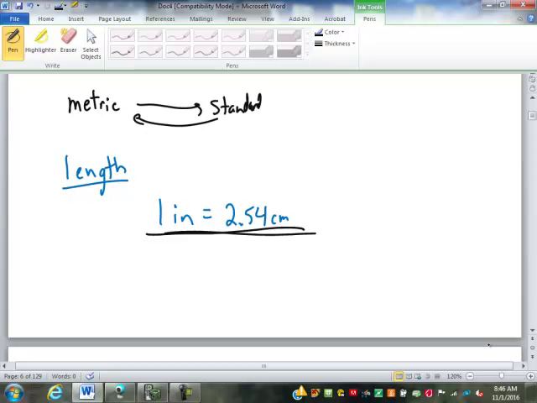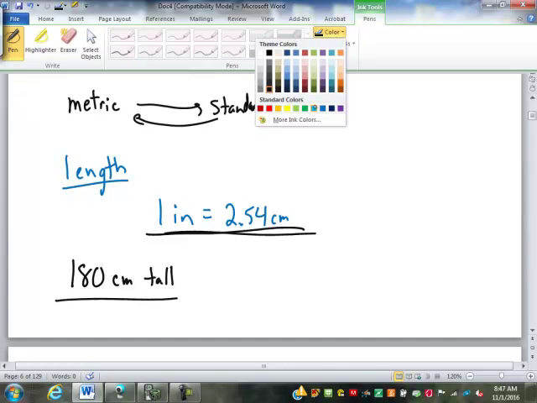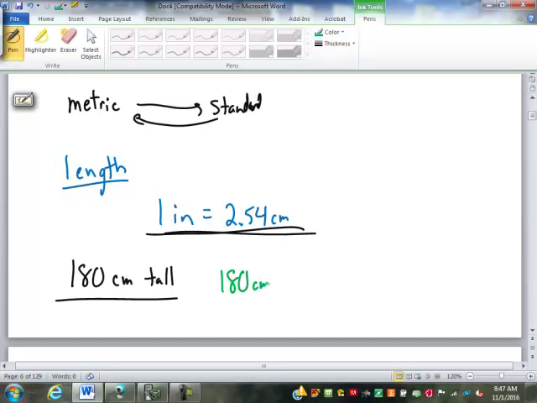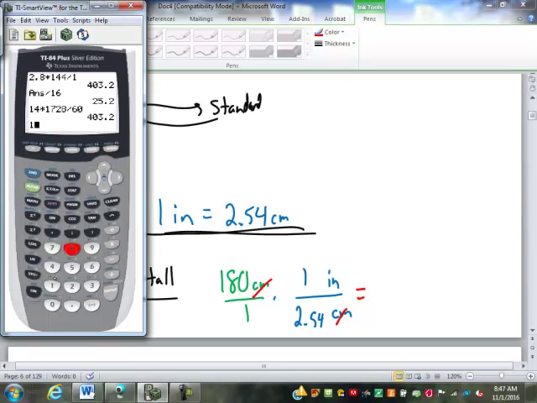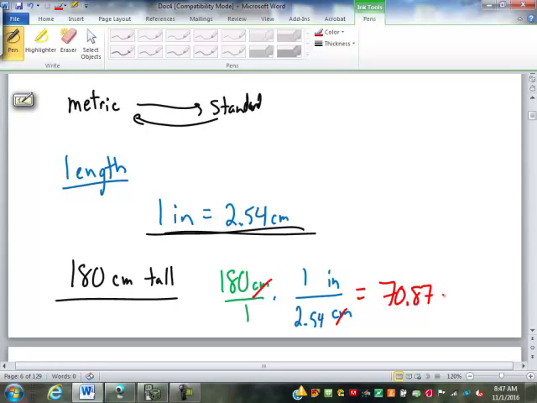So let's say you're told that a person is 180 centimeters tall. Is that person tall, short? Let's take a peek. 180 centimeters, put it over 1. Centimeters on bottom, inches on top. 1 inch is 2.54. So what's this telling us to do? 180 divided by 2.54. 70.87 inches. So that person's about 5'10 7/8".